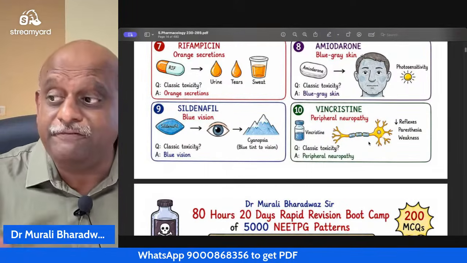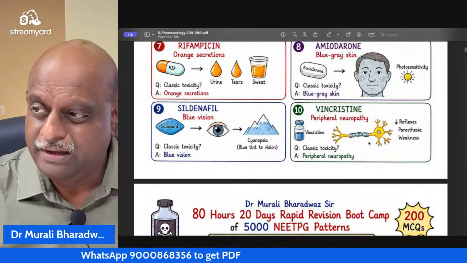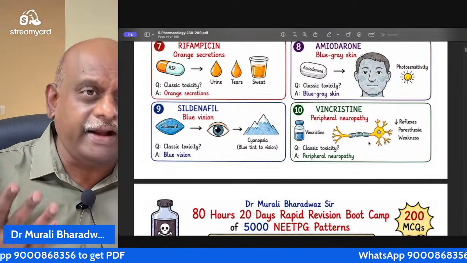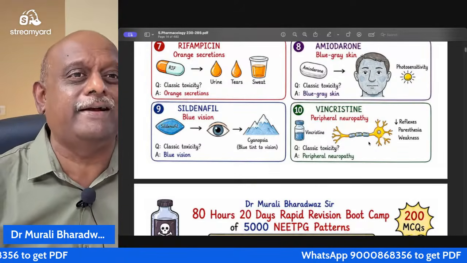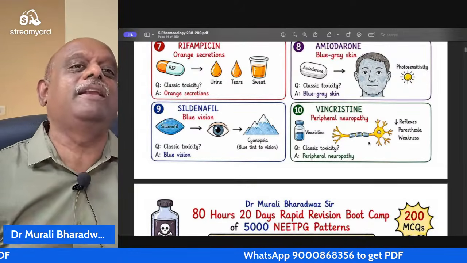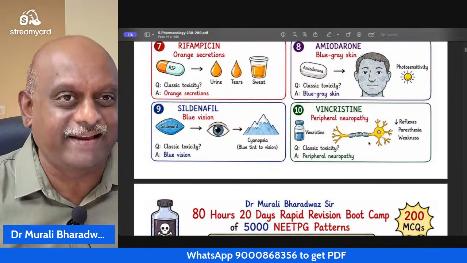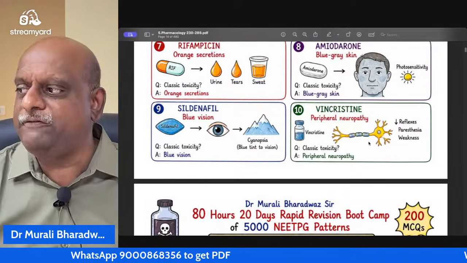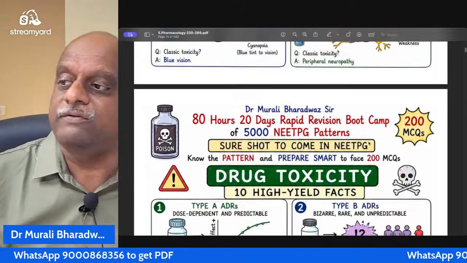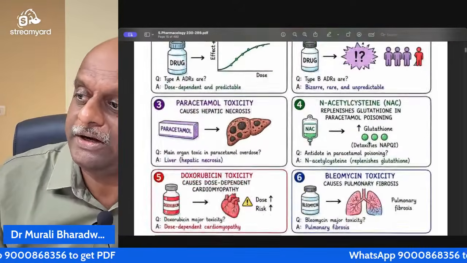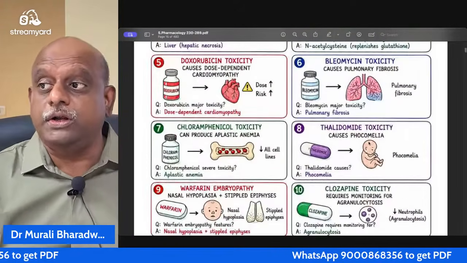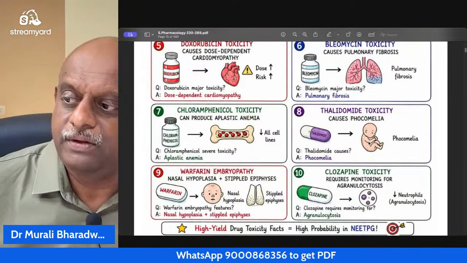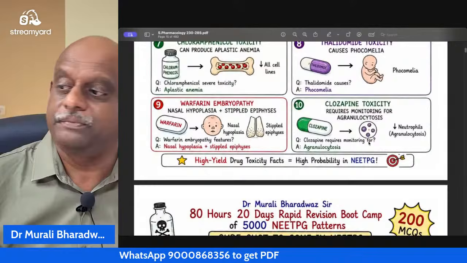And sildenafil, right? So sildenafil leads to blue vision. It's called the blue pill. Vincristine leads to peripheral neuropathy, is what we have to remember. Then doxorubicin leads to dose-dependent cardiomyopathy, which needs to be remembered.